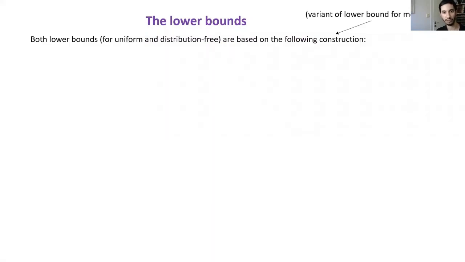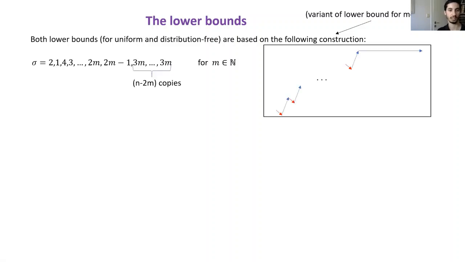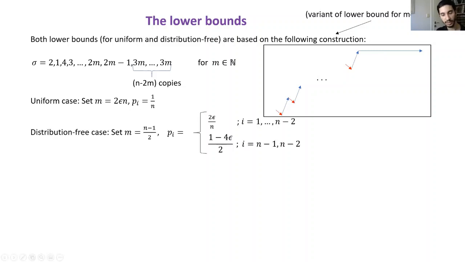Both lower bounds, for the uniform distribution and for the distribution-free model, are based on the following construction. Let sigma be 2, 1, 4, 3, up to 2m, 2m minus 1, and the rest filled with the value 3m. In the uniform case, we set m to be 2 epsilon n, and every weight to be 1 over n, of course. And in the distribution-free case, we set m to be n minus 1 over 2, and pi to be 2 epsilon over n for each symbol in the downward pairs, and the rest of the weight is equally distributed between the rest of the symbols.